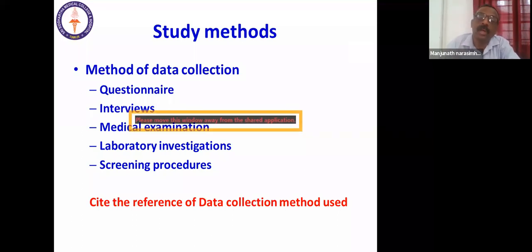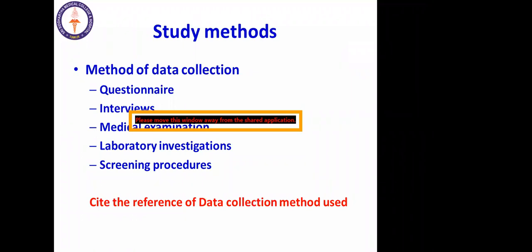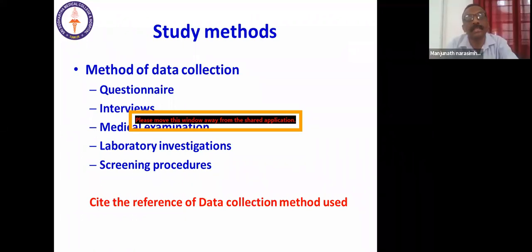Suppose you are planning to have your own questionnaire, a semi-structured questionnaire, preferably get it validated. If you get it validated, it is definitely an added advantage, because other people can start using your questionnaire and your citations will increase.